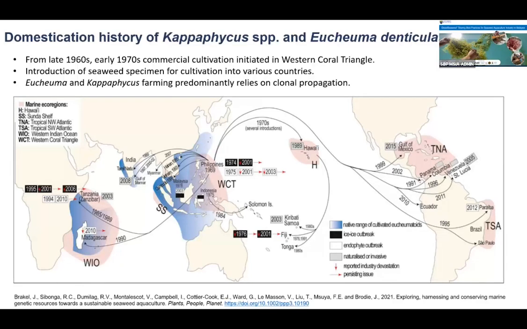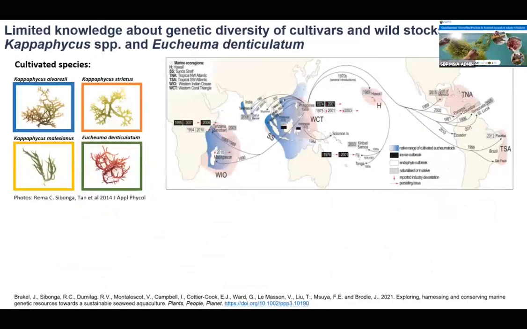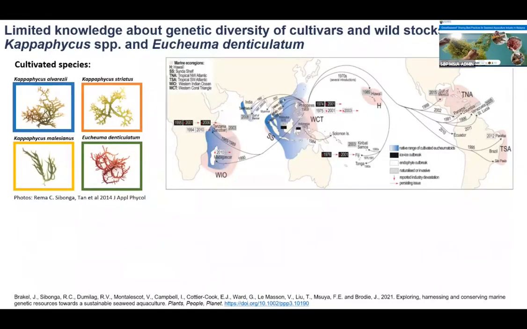Until this day, cultivation is based predominantly on clonal propagation, resulting in a standing stock of genetic diversity. Cultivated species are Kappaphycus alvarezii, Kappaphycus striatus, Kappaphycus malesianus, and Eucheuma denticulatum. To obtain a baseline level of knowledge on the genetic diversity of Kappaphycus and Eucheuma crops and their distribution, we sampled publicly available sequence data of the most commonly used marker at this moment from these species and mapped their global distribution as indicated here.